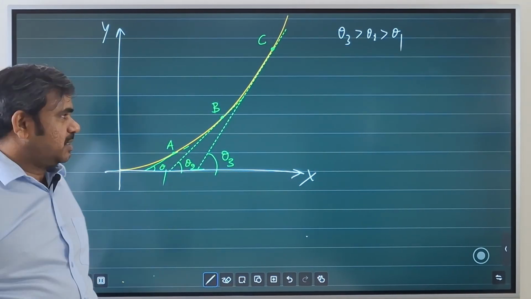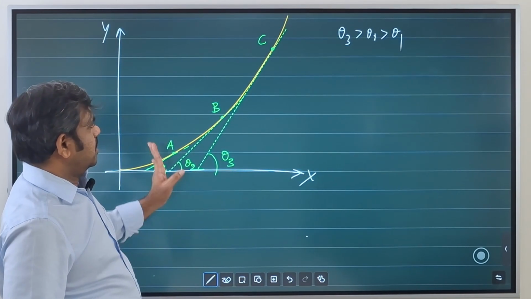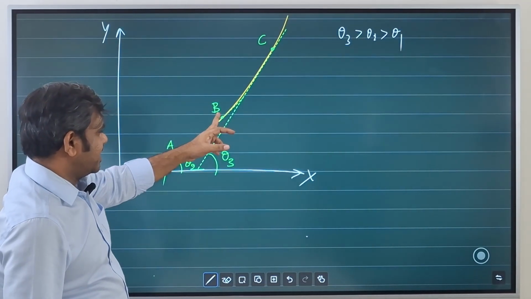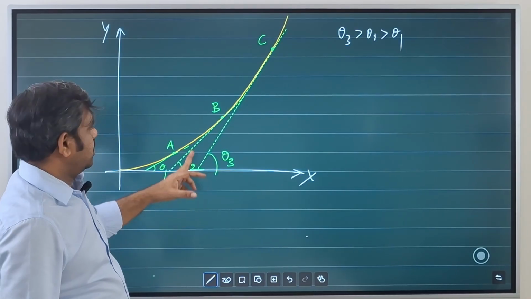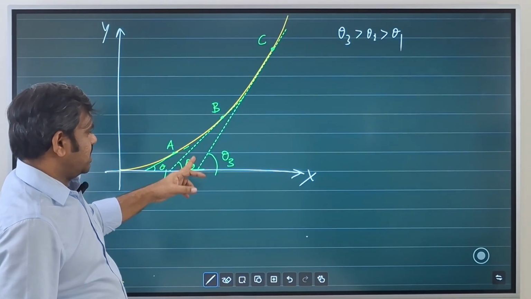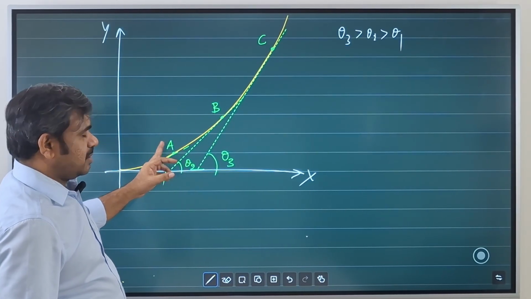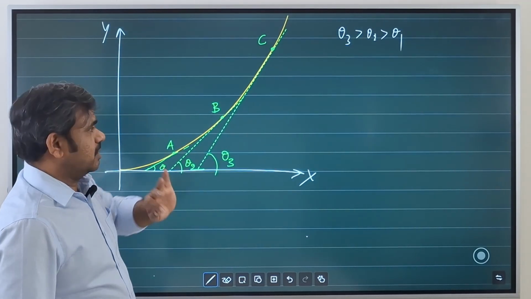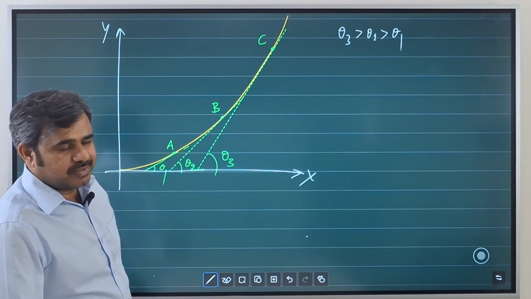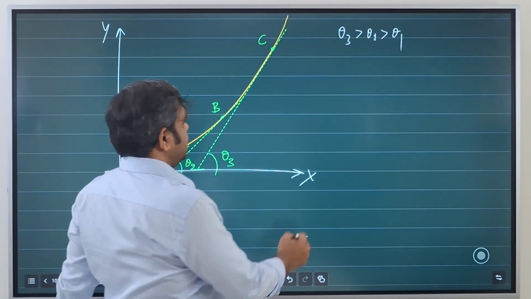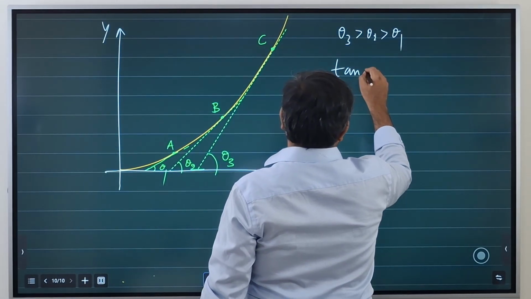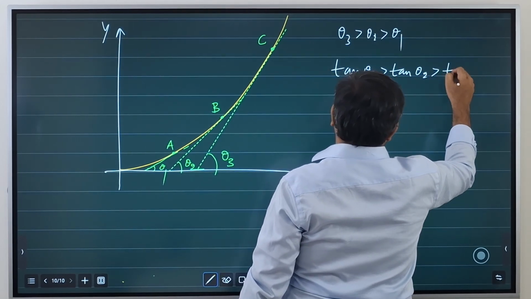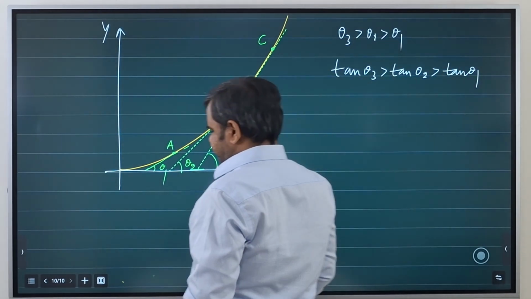As x increases, theta increases. The angle made by the tangent at C with the x-axis is greater than that at B, and the angle made by the tangent at B with the x-axis is greater than that at A. So angle theta is increasing as x is increasing. What it means is tan theta also is increasing. Tan theta 3 is greater than tan theta 2, which is greater than tan theta 1.